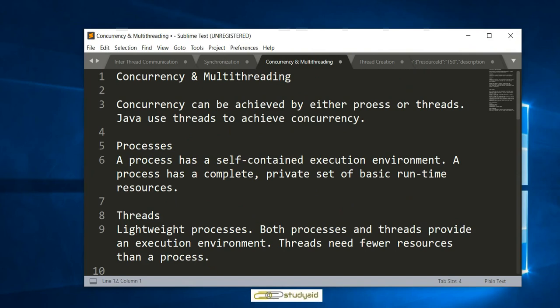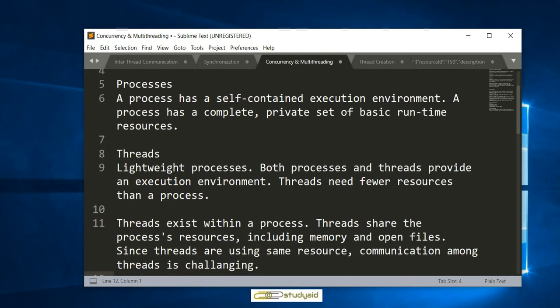Concurrency can be achieved by either processes or threads. Java uses threads to achieve concurrency, as I said before. What is a process? A process has a self-contained execution environment. A process has a complete private set of basic runtime resources. On the other hand, a thread is a lightweight process. Both processes and threads provide an execution environment. Threads need fewer resources than a process. That means the thread is lightweight, and the process is heavyweight. It takes more resources, but the thread doesn't take more resources.